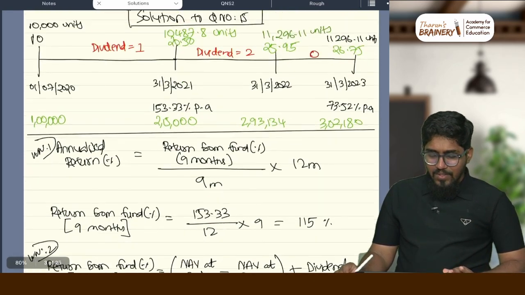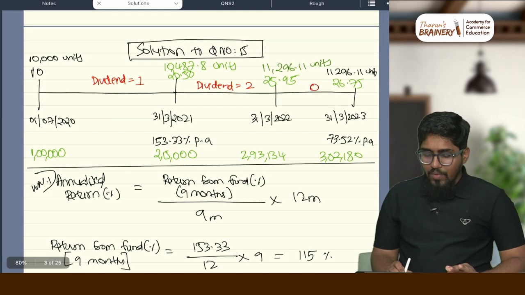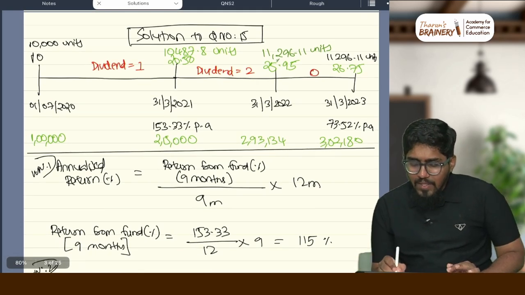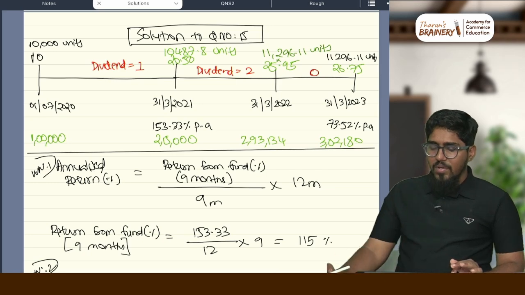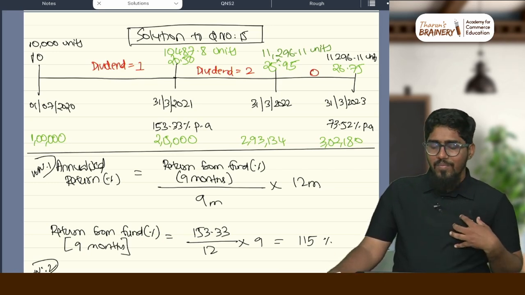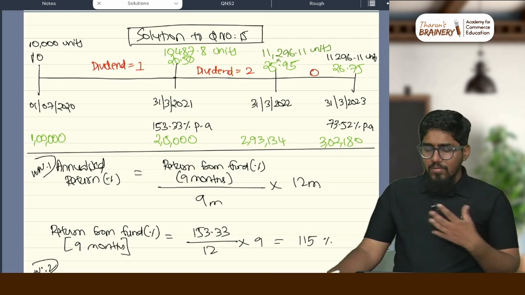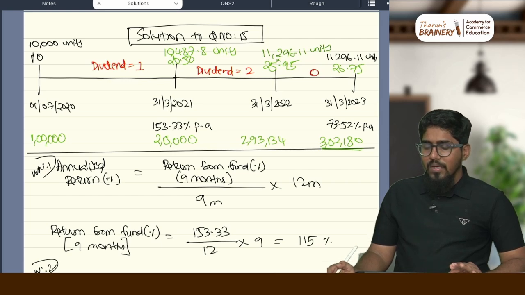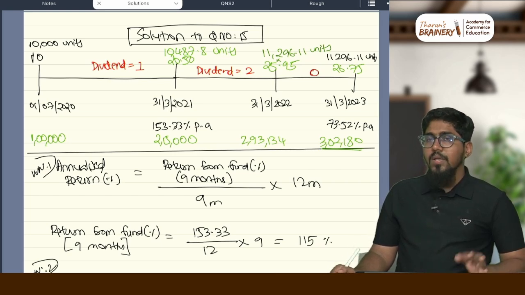Sir, if this is the 31/3, then what is the fund value? Your fund value is number of units into the closing NAV, which is nothing but 2,93,134. Not asked, but we are just calculating. Now sir, the next one. What is the NAV as on 31/3/2023? How we can find out, sir? See how we can find out.